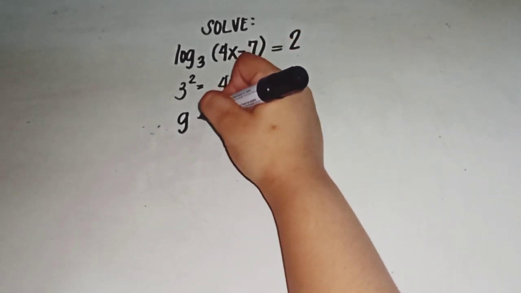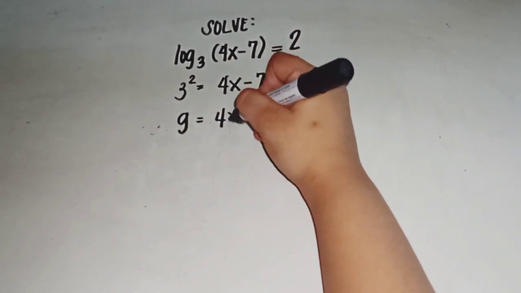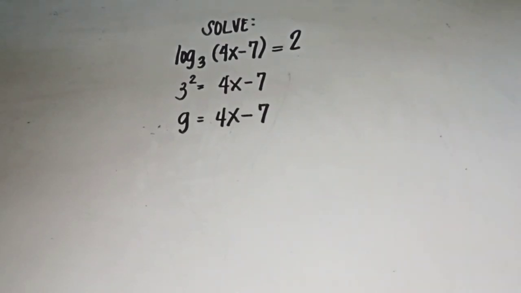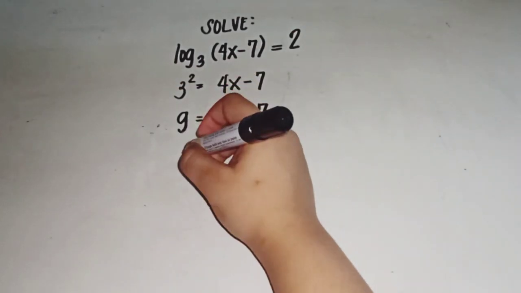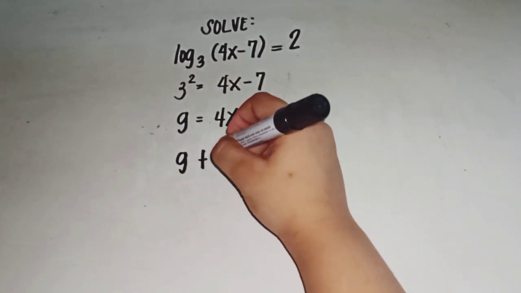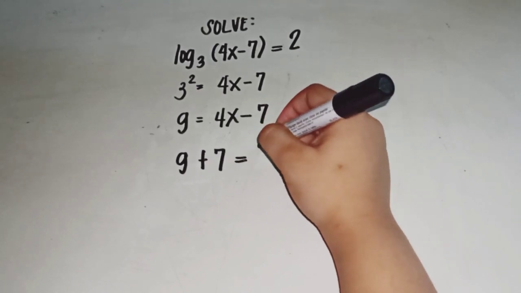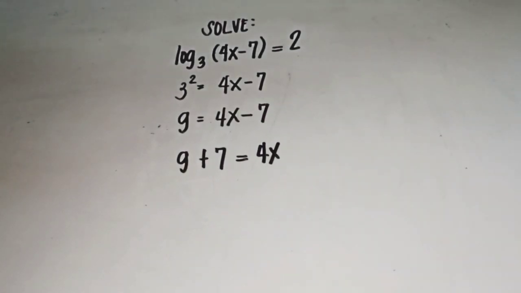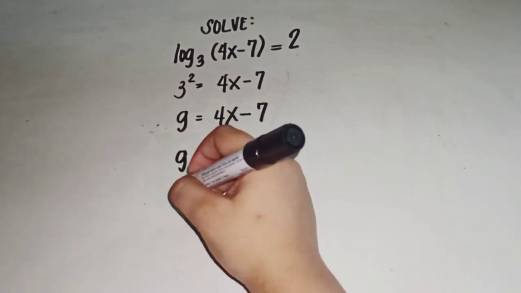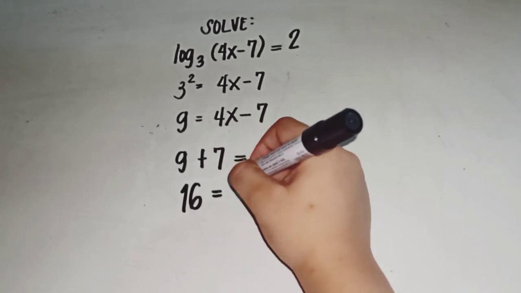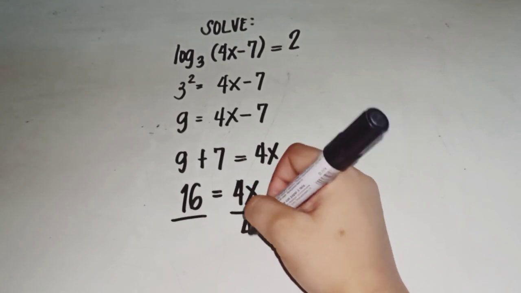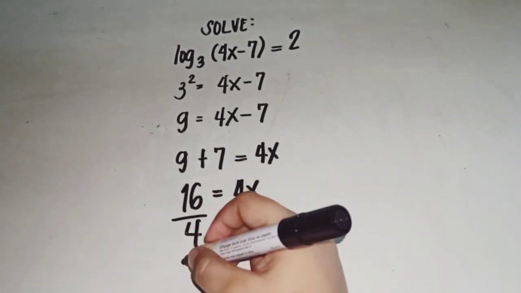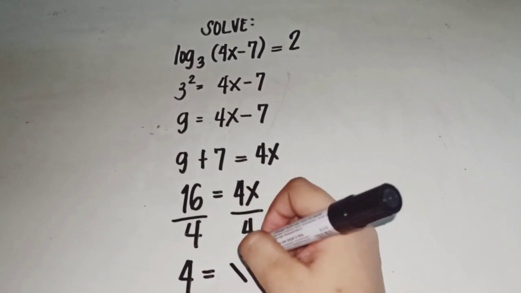9 is equal to 4x minus 7. Okay, transpose negative 7 to the left side. 9 plus 7 is equal to 4x. So let's find x. 9 plus 7 is equal to 16, equal to 4x. So divide both sides by 4. Our x is equal to 4.